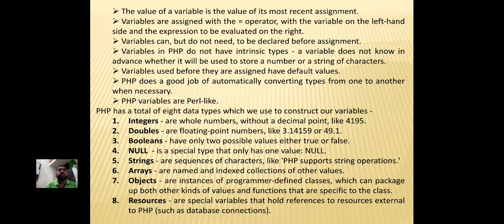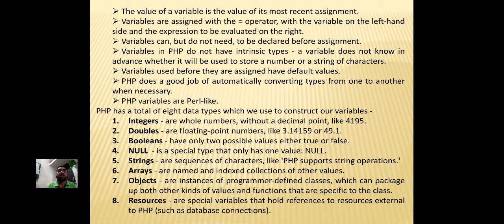Variables in PHP do not have intrinsic type. A variable does not know in advance whether it will be used to store a number or a string of characters. Variables used before they are assigned have default values. PHP does a good job of automatically converting types from one to another when necessary. And last, PHP variables are Perl-like.